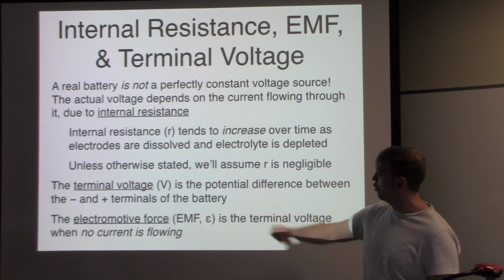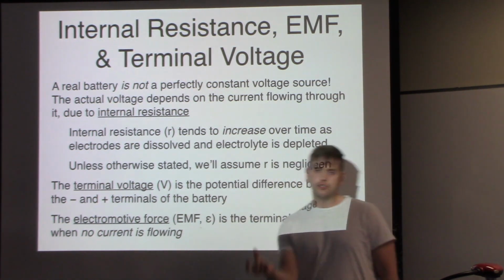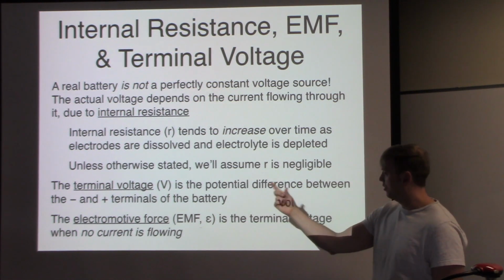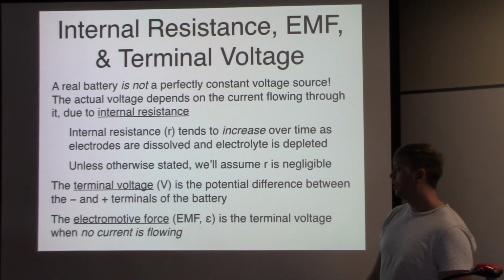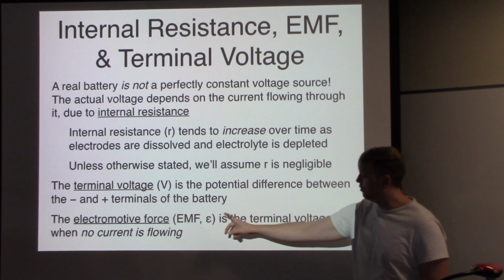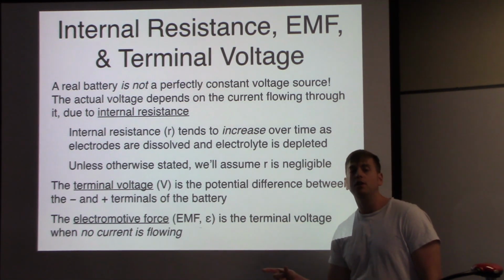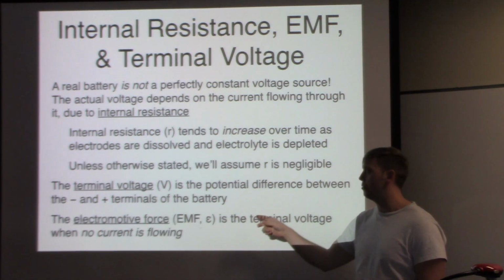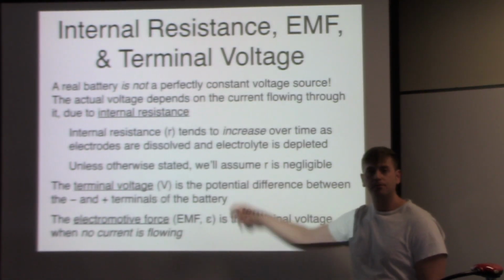Okay, so that takes us to terminal voltage. The terminal voltage of a battery, given by V, is really just the potential difference across the terminals. Again, if you go from the negative to the positive terminal of the battery, what is that potential difference? That's the terminal voltage. And then what we call electromotive force, or EMF, given by the variable epsilon, is just the terminal voltage across the battery when there is no current flowing through it. And as we're going to see, if there is current flowing through the battery, because of the internal resistance, the voltage can change a little bit. That's the idea.